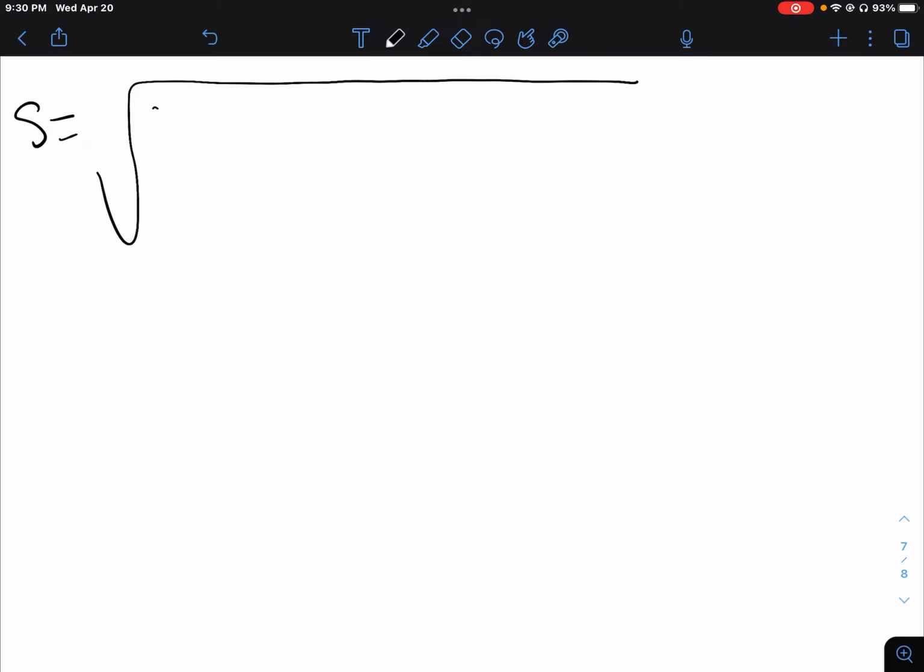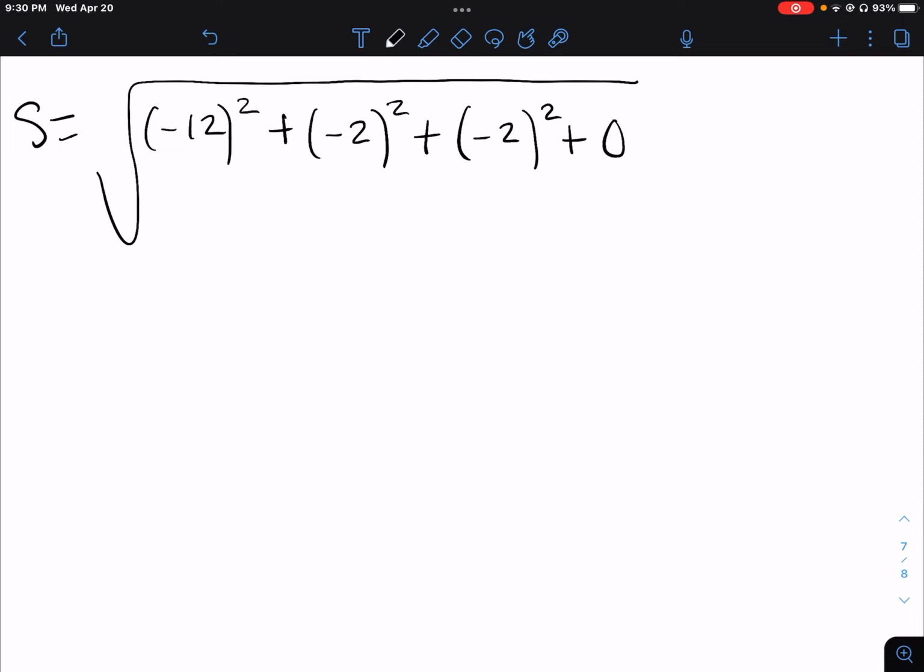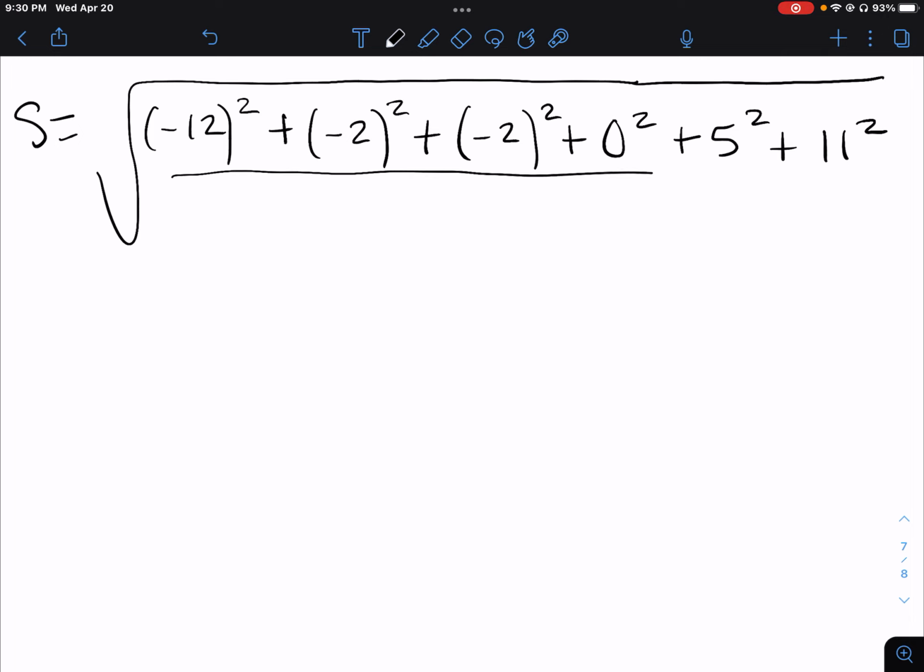71 minus 83. 81 minus 83. 81 minus 83 again. 83 minus 83. 88 minus 83. And 94 minus 83. On bottom, 6 minus 1 is 5.